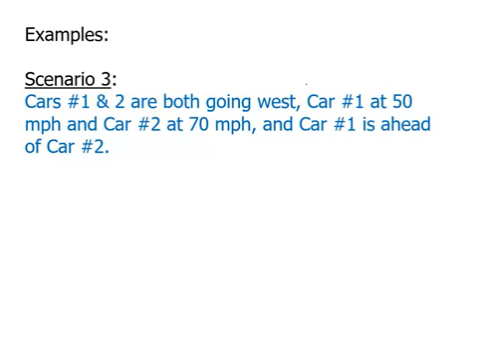Scenario number 3, car 1 and car 2 are both going west. Car 1 at 50 miles an hour, car 2 at 70 miles an hour, and the slower car, car 1, is ahead. So because the slower car is ahead, the faster car is behind, the gap is shrinking, and the speed at which it's shrinking is the difference in the velocity. 70 minus 50 is 20. The gap is shrinking at 20 miles an hour.